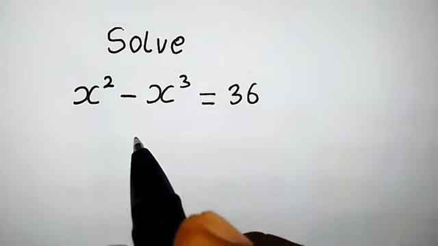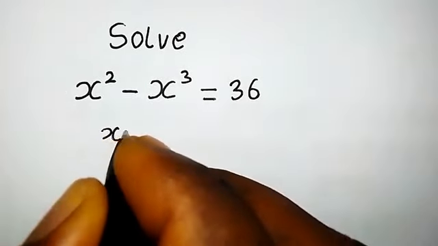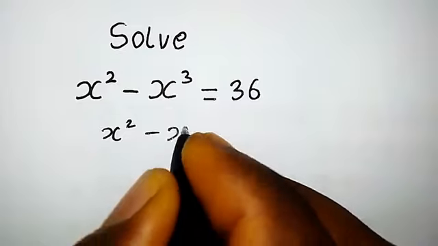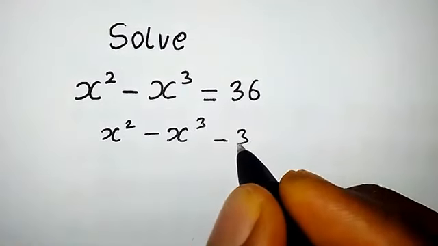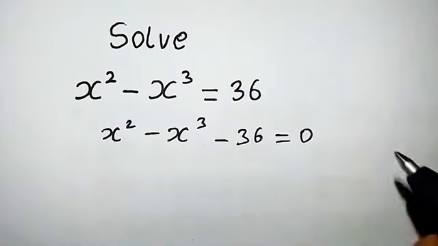Hello, how do we solve this problem? So x squared minus x to the power of 3. When this guy comes to the left side, it becomes minus 36 equals 0.